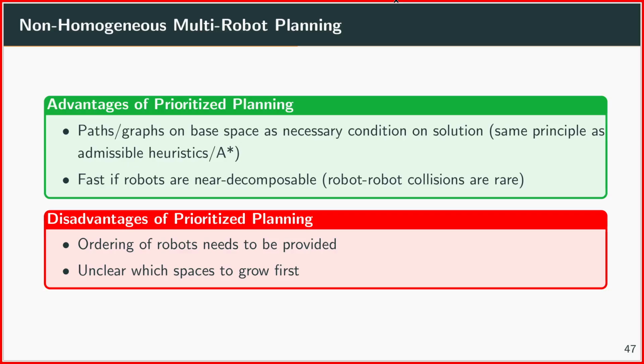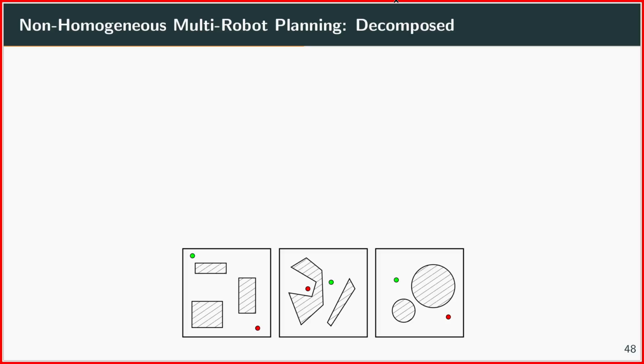Any other question? Cool. Then let's move on to our second approach to non-homogeneous multi-robot motion planning, which is called the decomposed approach.